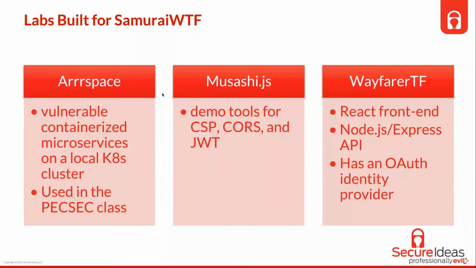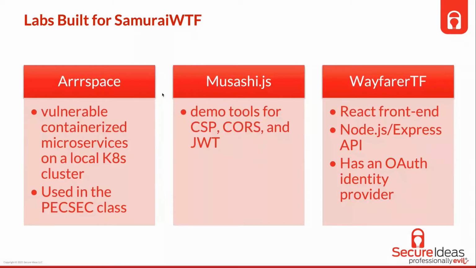Okay, so these are two of the main ones that I showed there. The Musashi has a bunch of demo tools. The Wayfarer is the new app that's got some cool stuff. RSpace, Corey uses that in his container security class. It's a Kubernetes cluster. And what he does with that is he'll start with, let's assume you found a command injection flaw in a containerized interface of some kind. I think he actually exploits default credentials on a Jenkins or something like that as a starting point.